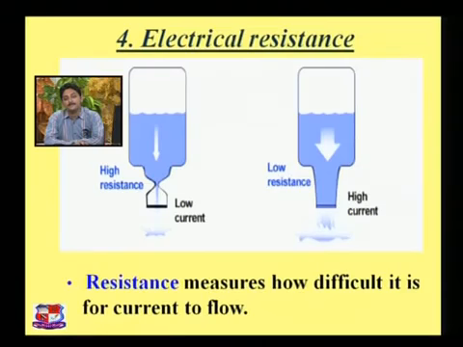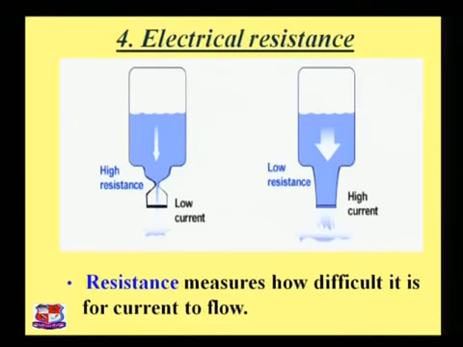In figure B, the resistance is very low, which means the bottom part of the bottle is broader than in figure A. It means the resistance is very low. That means electrons can easily move through that portion, so the flow of electrons is high. That means the current is definitely high. So resistance is actually the measure of how difficult it is for the current to flow through the electric circuit.